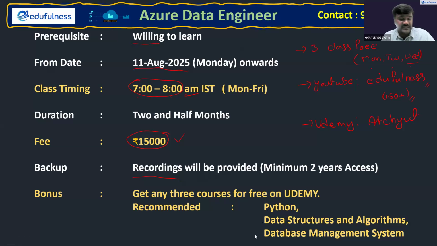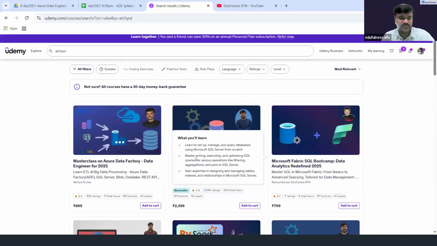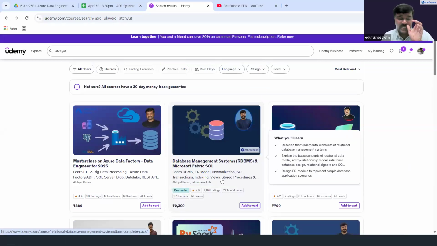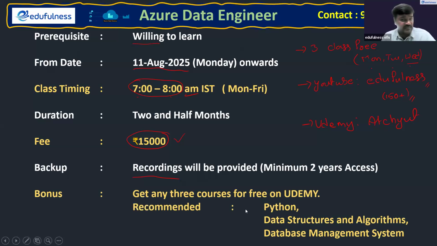Then, since we are in the data domain, to have more command on the data side, my DBMS is one of the best courses. This is also a bestseller course. Have a look in Udemy. I will provide a free coupon. Have a look at the ratings, number of enrollments, and the different comments, everything. So that is my recommendation. Along with that, or any other, you are always welcome to take. So that is overall related to the regular classes.